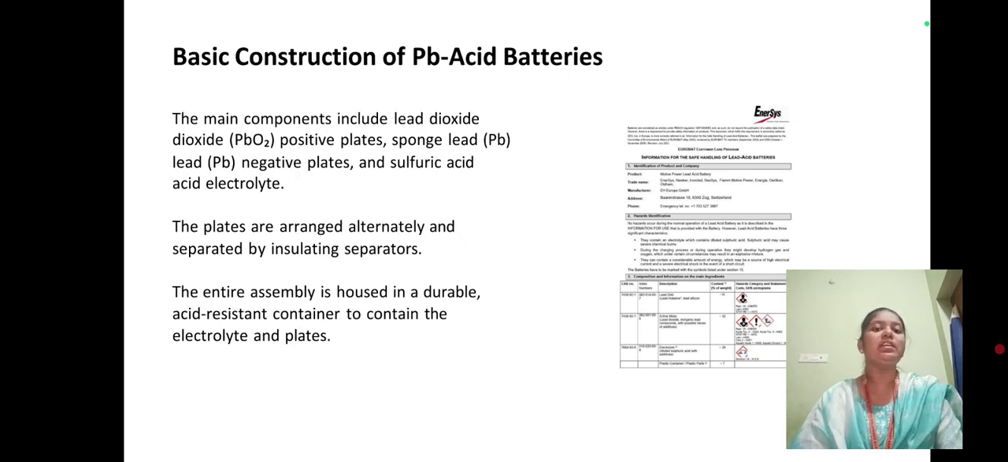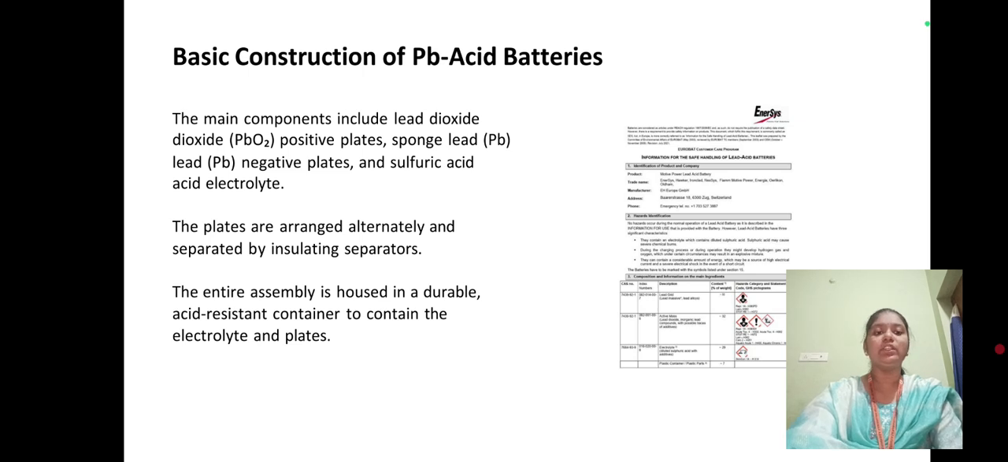And next, basic construction of lead acid battery. The main components include lead dioxide, PbO2, as the positive plates, sponge lead, Pb, as the negative plate, and sulfuric acid electrolyte. The plates are arranged alternately and separated by insulating separators. The entire assembly is housed in a durable acid resistant container to contain the electrolyte and plates.